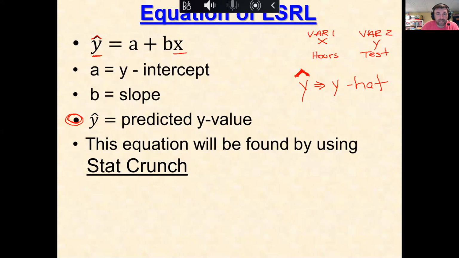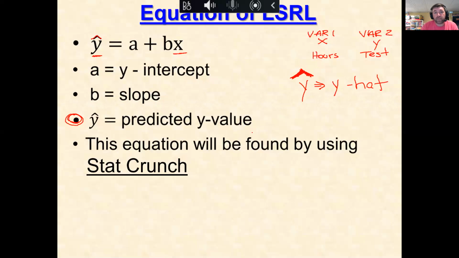If you see this symbol over the x, or over the word hours, or over the words test score, anytime you see this little caret symbol over something, it stands for the predicted value, whether it's predicted number of hours or predicted test score or predicted y value. Whatever that symbol is over, it stands for the predicted value.